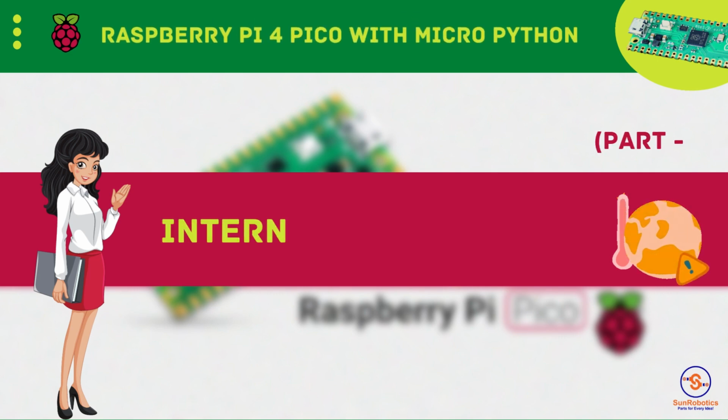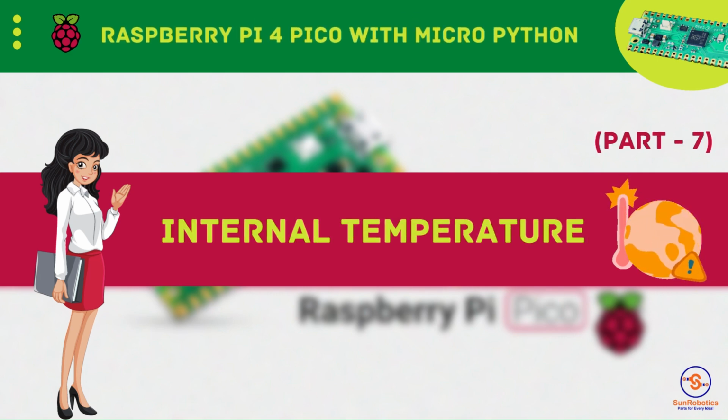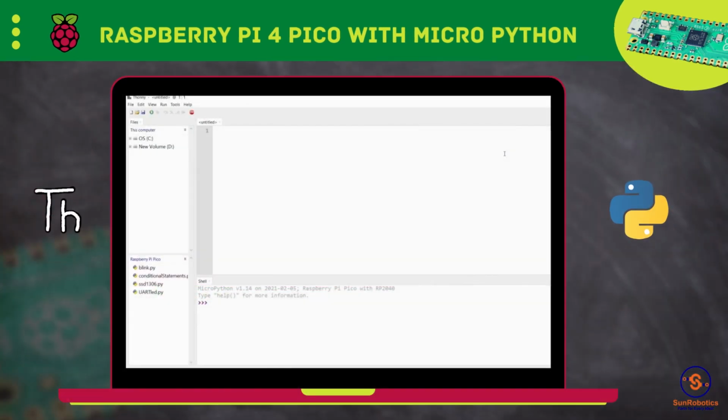In this video we will be going to read the temperature from the Raspberry Pi Pico. The Raspberry Pi Pico comes with an internal temperature sensor. We will be reading the value from the internal sensor by using an analog pin, and we will be converting that into the current temperature.